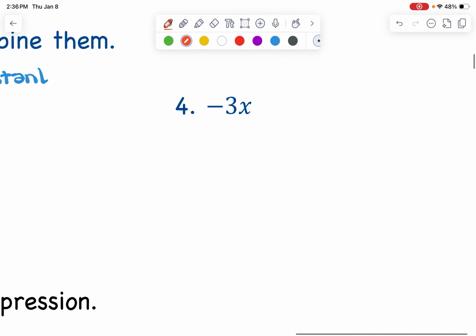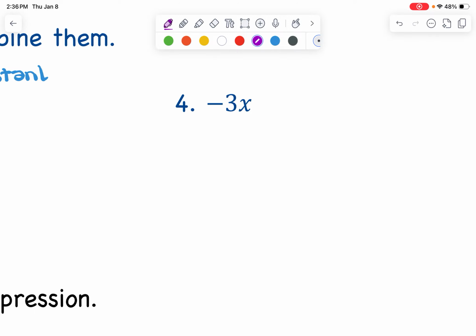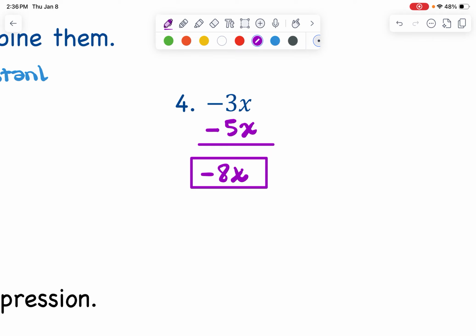And then last but not least, we have a -3x. That's an x term, which can only be added or subtracted to another x term. Just to change things up a little bit, instead of adding, I'm going to subtract. That's fine too. That's still technically combining because subtraction just means you're adding a negative, right? So a -3x and a -5x, I can totally combine those, and that would give me a -8x. Again, please remember your integer rules, right? If your integers have the same sign, then you add and keep the sign. If they have opposite signs, then you subtract and take the sign of the larger number, right?